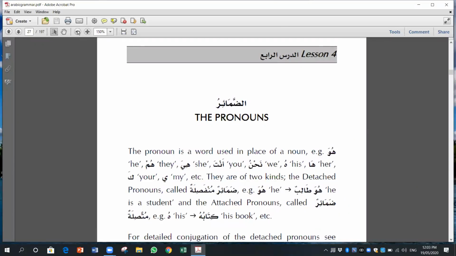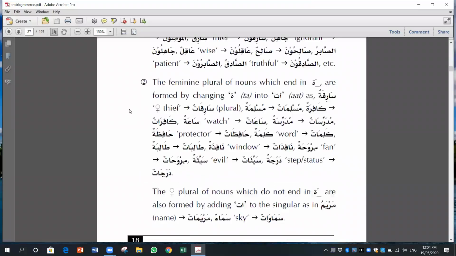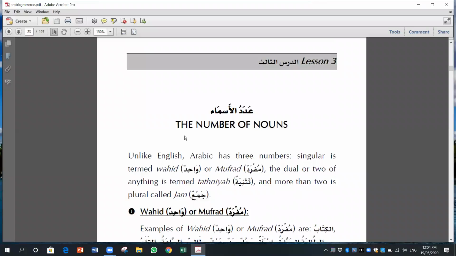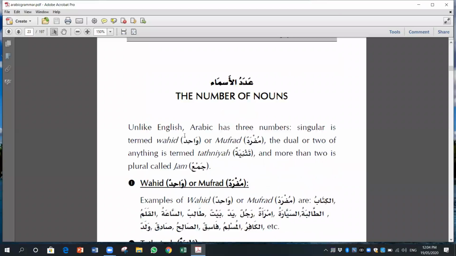Okay, so today inshallah we will be starting with lesson number 4. Before that, if we just go back and have a quick revision of lesson number 3, we talked about numbers. What do you remember about numbers? How many types of numbers did we study? We studied three kinds of numbers: singular, dual, and plural.